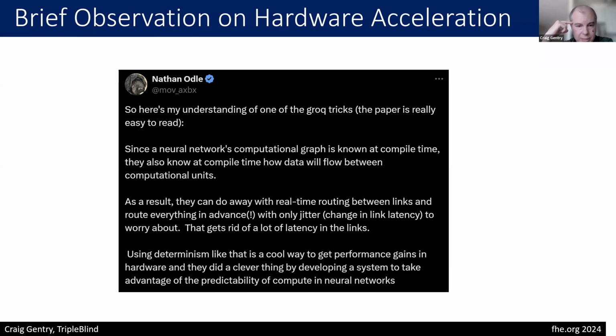And so instead of trying to do all this dynamic routing, which sometimes happens during other computations, they can do away with that and use the determinism of the circuit to predict exactly how things should be routed so that they get where they need to be at just the right time.